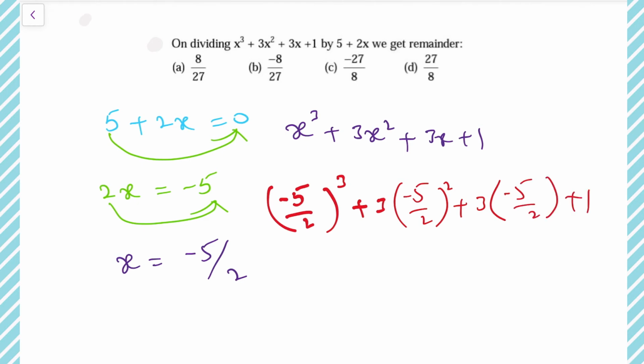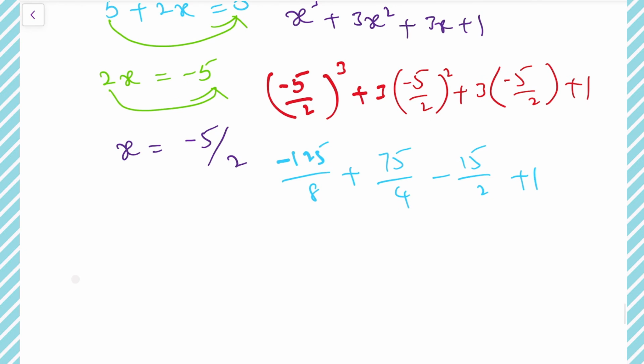Minus 5 by 2 whole cube is minus 125 by 8, plus 3 into minus 5 by 2 whole square is 25 by 4. So 25 3s are 75 by 4. Next, 3 into minus 5, minus 15 by 2, plus 1. Here this last one can also be written as 1 by 1.